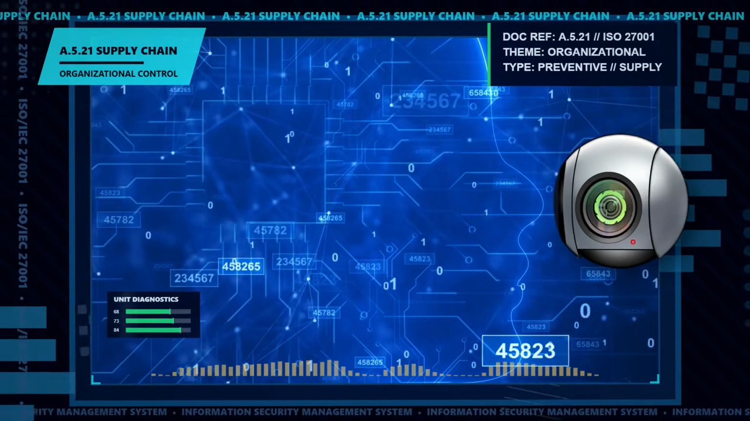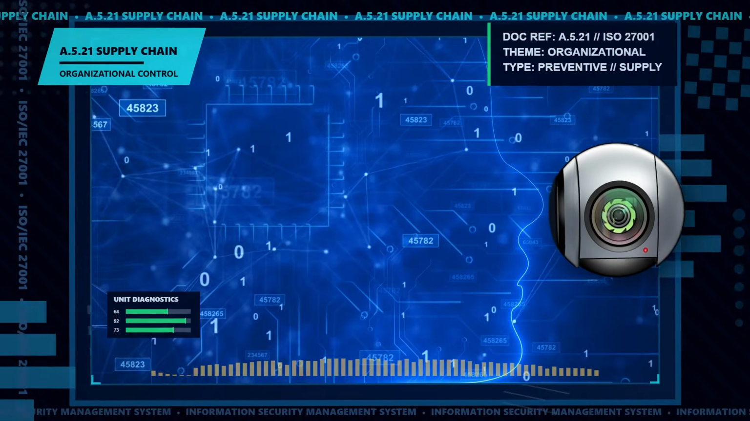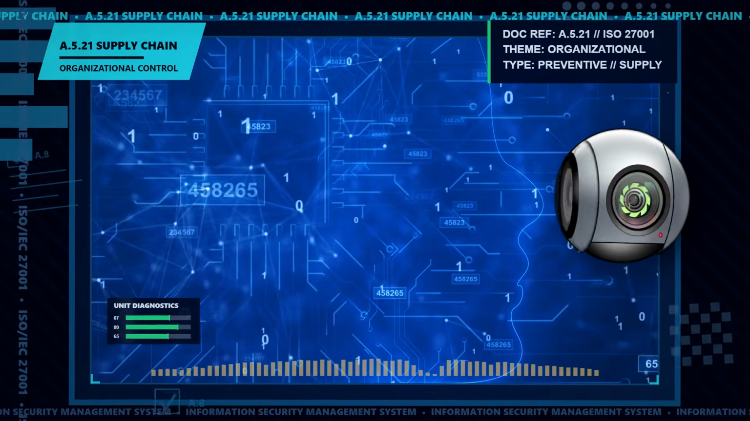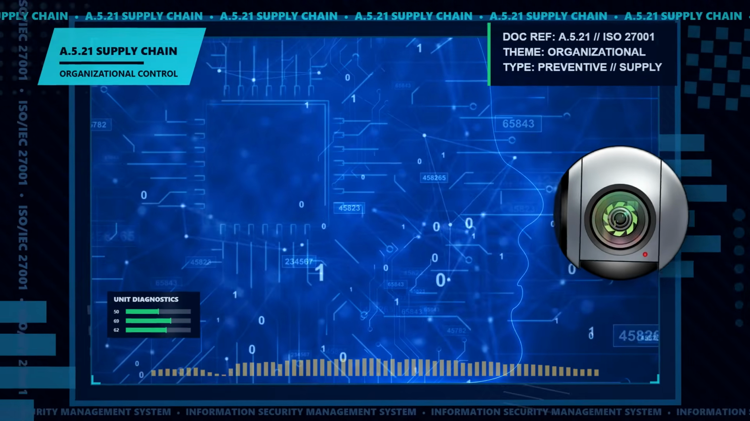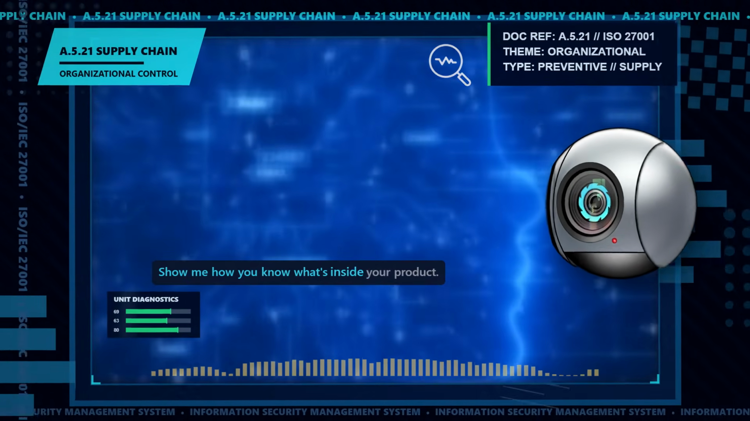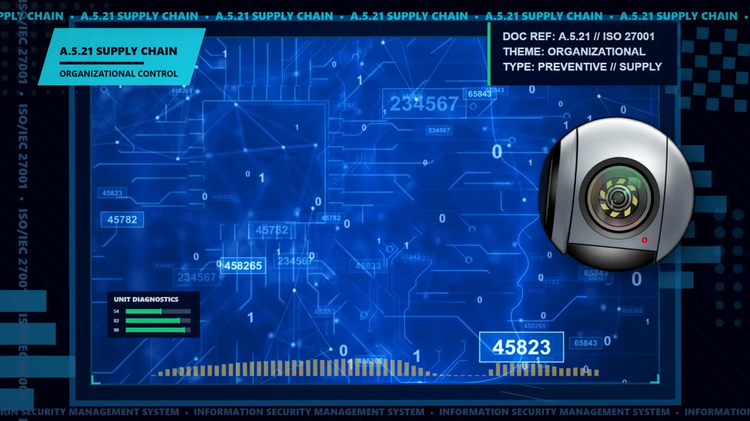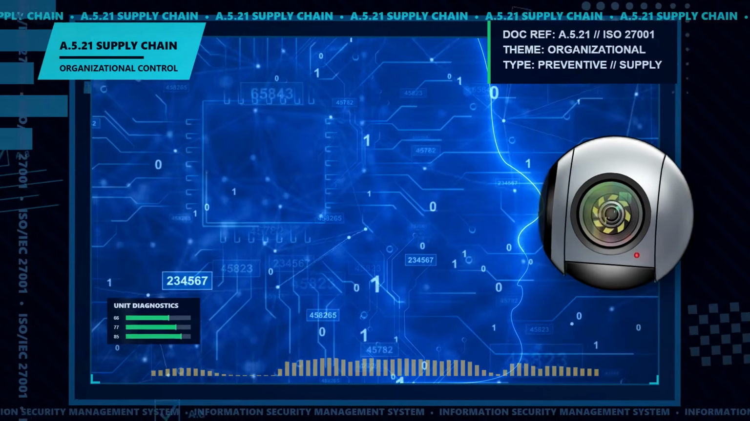One more thing. Do not try to mark this one as not applicable in your statement of applicability, unless your company buys no technology whatsoever and runs on parchment. An auditor is going to ask you a very simple question. Show me how you know what is inside your product. If the honest answer is a shrug, you have found your gap.